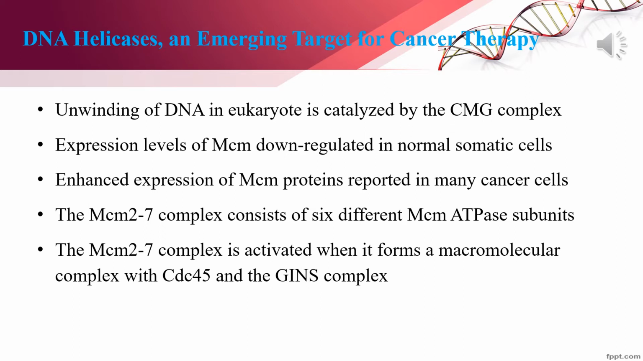The CMG complex catalyzes the unwinding of DNA in eukaryotes. Expression levels of MCM are down-regulated in normal somatic cells, while enhanced expression of MCM proteins is reported in many cancer cells. The MCM2-7 complex consists of six different MCM ATPase subunits and is activated when it forms a macromolecular complex with CDC45 and the GINS complex, which we call the CMG complex.